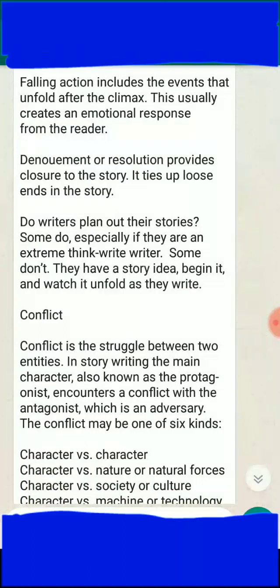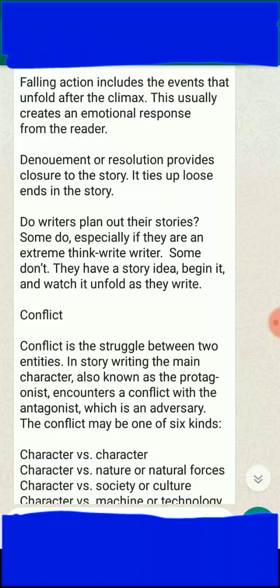Do writers plan out their stories? Some do, especially if they are an extreme thinker. Some don't. They have a story idea, begin it, and watch it unfold as they write.